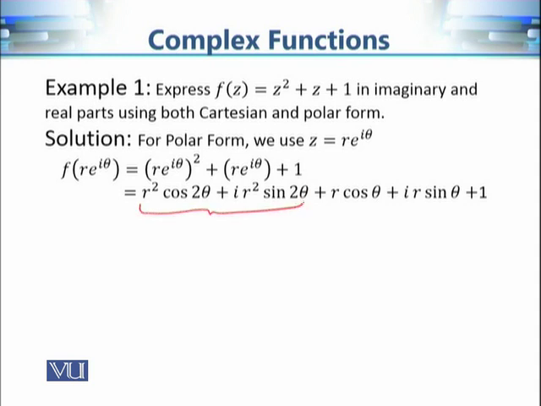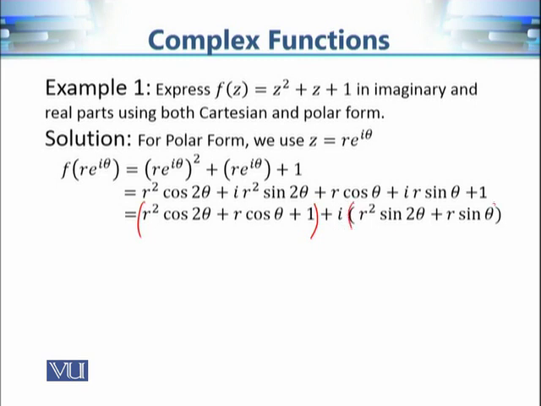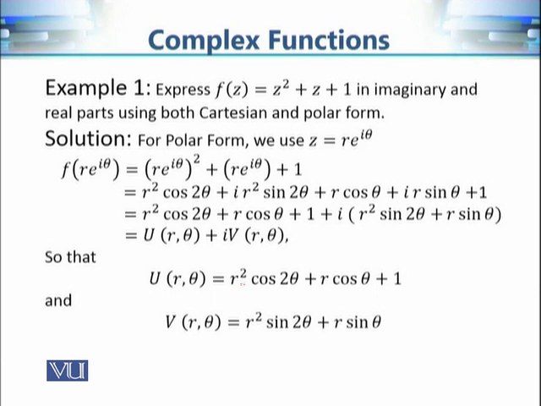Now when we take square of e raised to power iota theta, we get e raised to power iota 2 theta. Now expand that and we will get cosine 2 theta plus iota sine 2 theta, and then multiplying them with r square, we get this form. And similarly, we can expand r e raised to power iota theta plus 1. Now collecting the real and imaginary numbers separately. So this is the real part and this is the imaginary part. Okay, so in this case, u of r theta is r square cosine 2 theta plus r cosine theta plus 1, and v of r theta is equal to r square sine 2 theta plus r sine theta.